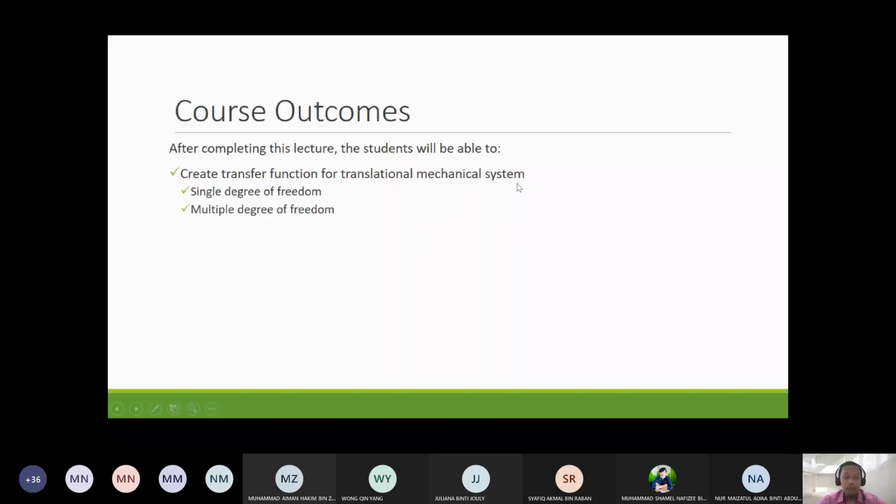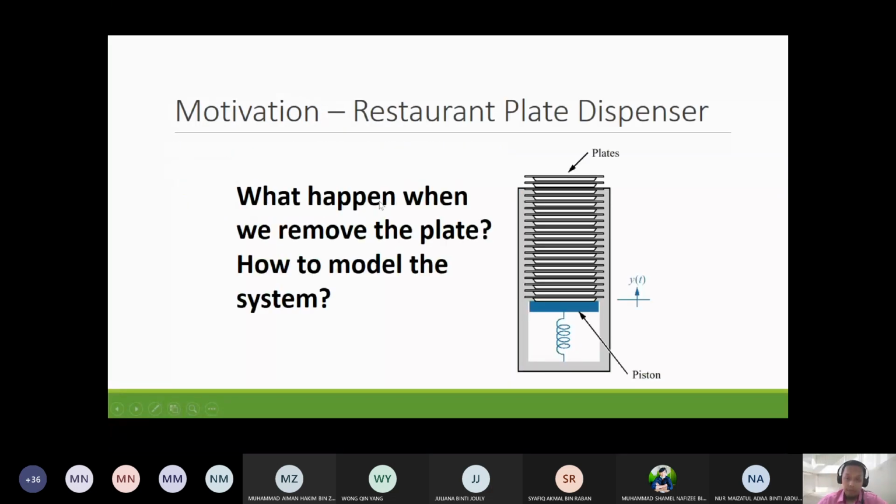After completing this lecture, you will be able to create the transfer function for a translational mechanical system, for single degree of freedom and multiple degree of freedom systems. Before we go into learning how to derive the transfer function for a translational mechanical system, let's look at the motivation, or the reasons why we need to have the transfer function.